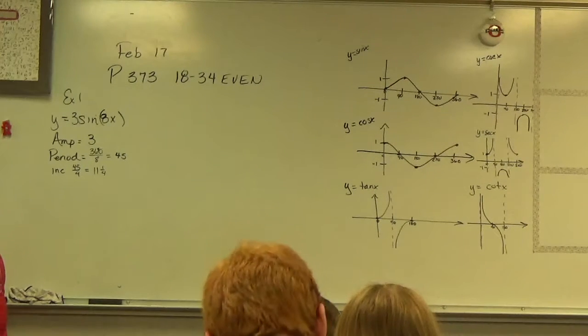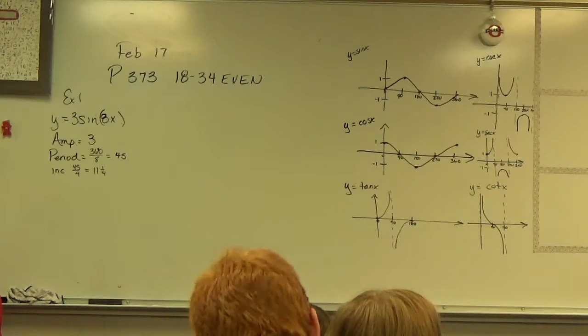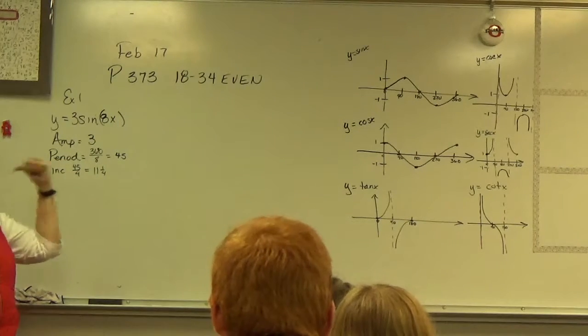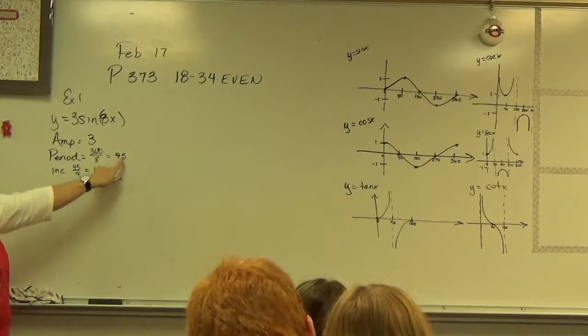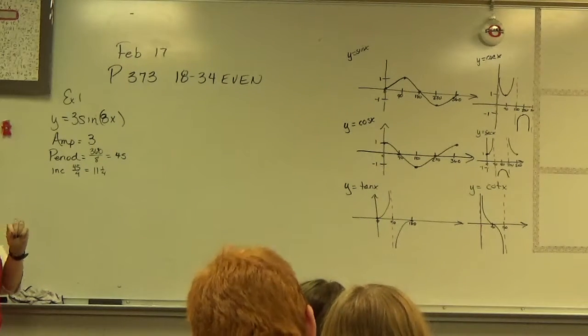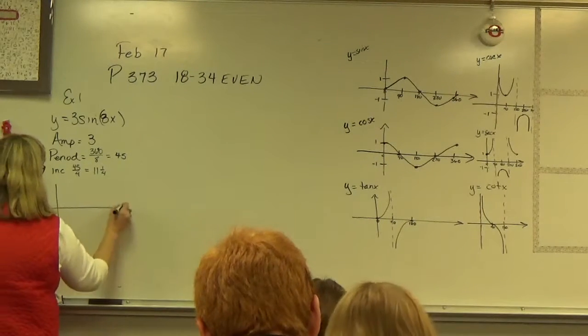Yes, Mason? Are we dividing the 360 by what? The coefficient of the angle. The number in front of the angle. Okay. The increments are found by taking the period divided by 4, and it's always 4, if you noticed on my little sheet, it gave you that background. So now we're ready to graph.